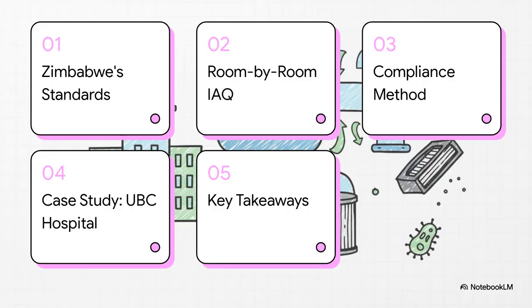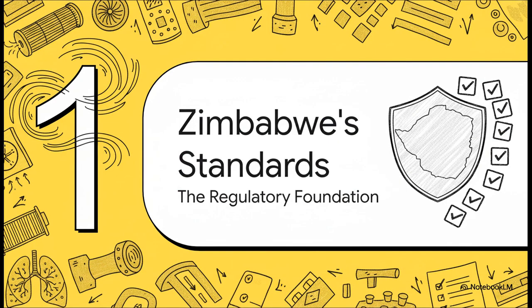So here's how we're going to tackle this. First, we'll look at why this all matters and what standards are used in Zimbabwe. Then we'll dive into the room-by-room requirements, followed by a step-by-step method to get it right. We'll look at a real-world case study from UBC Hospital, and finally, we'll wrap up with the key takeaways you need to remember.